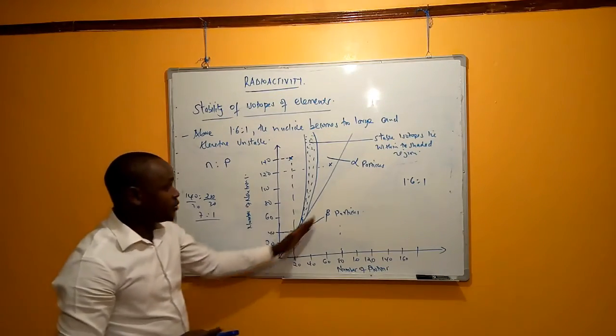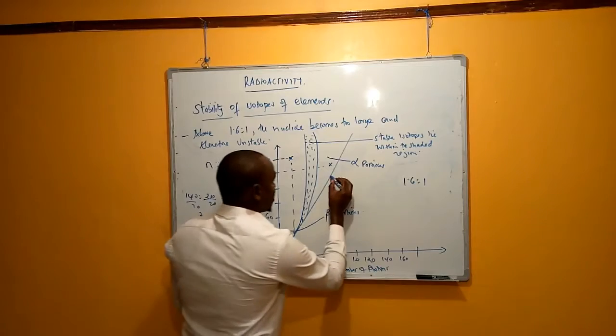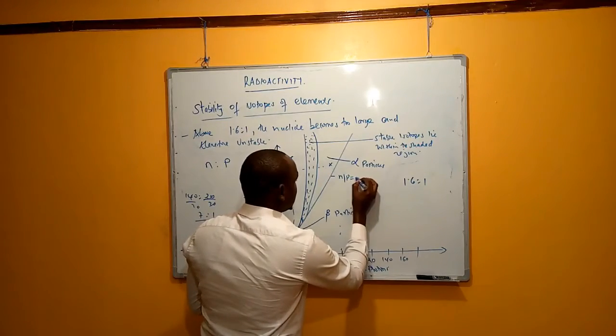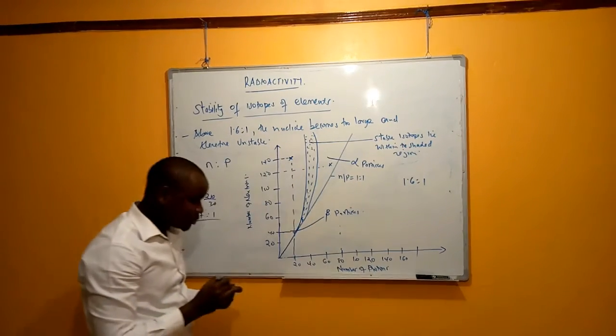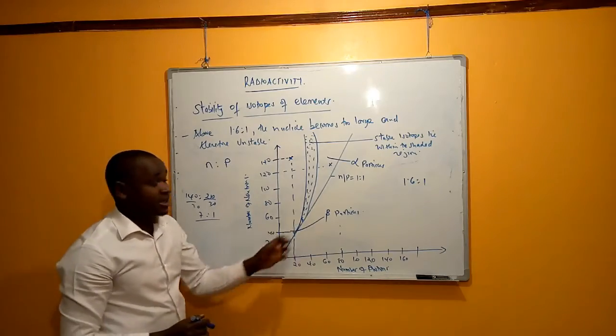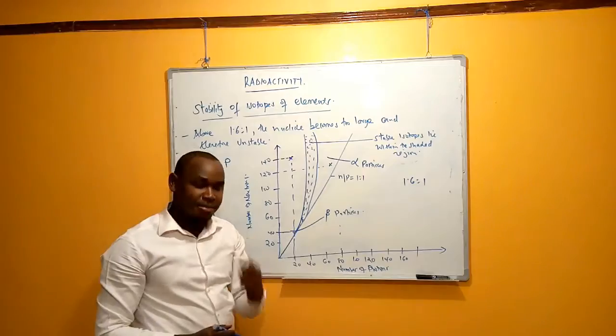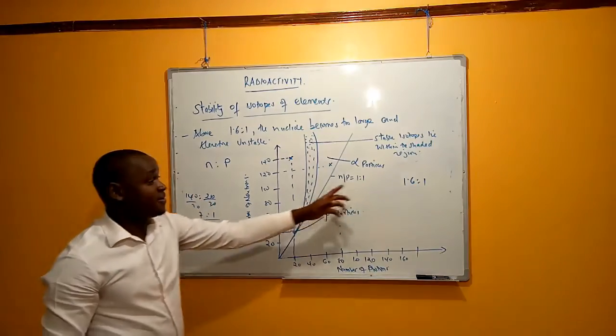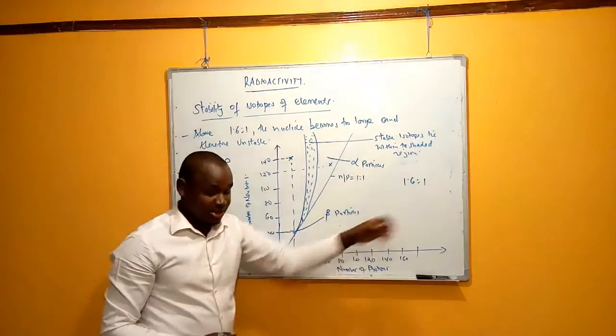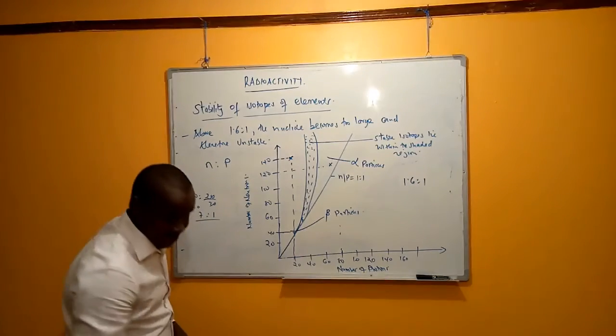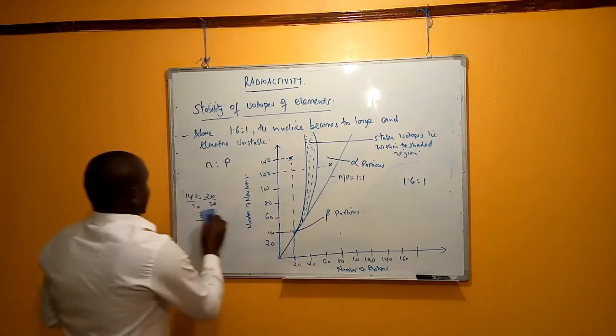So along this line, we have a neutron proton ratio of 1:1. And we see that any element that has a neutron proton ratio of 1:1 is a stable nuclide. But above this ratio, again, we say it is unstable. Now, let's proceed.